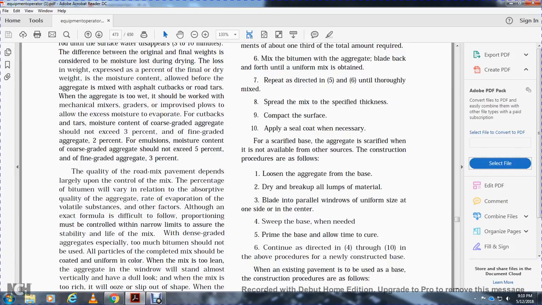Loosen the aggregate from the base, dry the breakup with all the materials bladed into parallel windrows of uniform size, one at the side and one at the center. Sweep the base and, when needed, prime the base and allow time to cure. Continue as directed in steps 4 through 10 above for the newly constructed base.